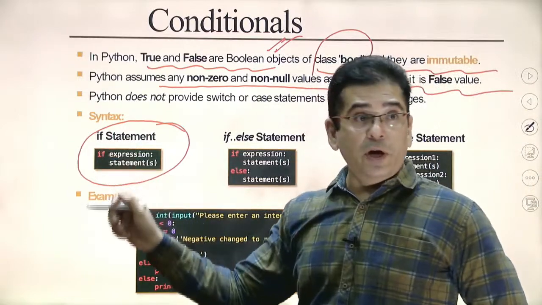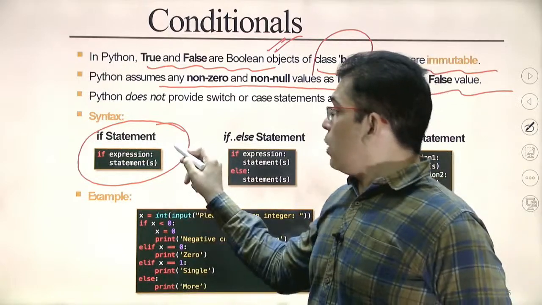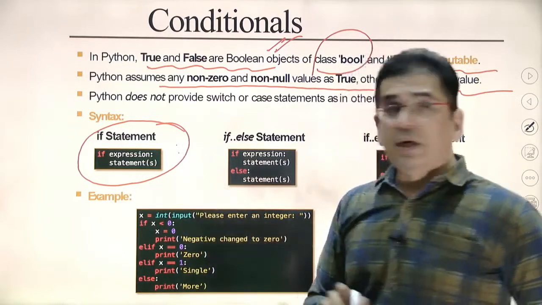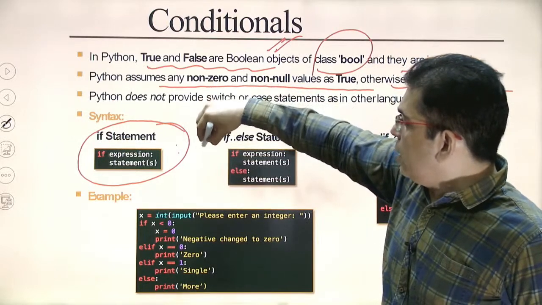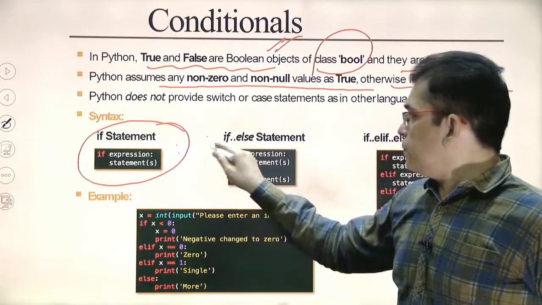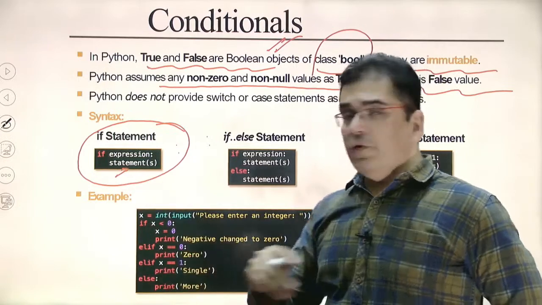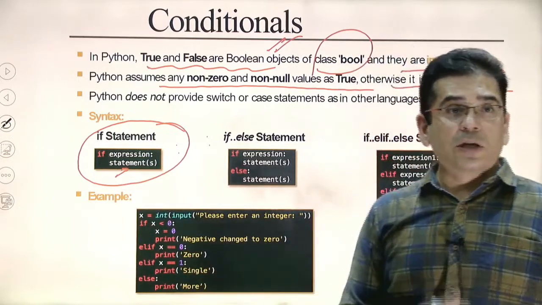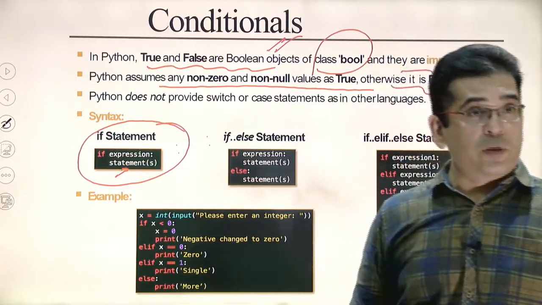If is the keyword, then you need to write the expression. Only the colon you need to remember. This is the syntax of Python. You have to write a colon after the condition, then the block of statements. So if the expression is true, the statements will be executed. If the expression is false, no output will be displayed.